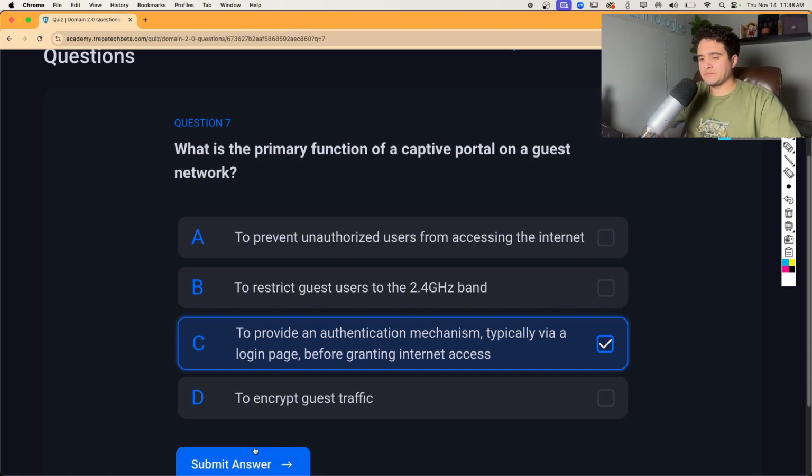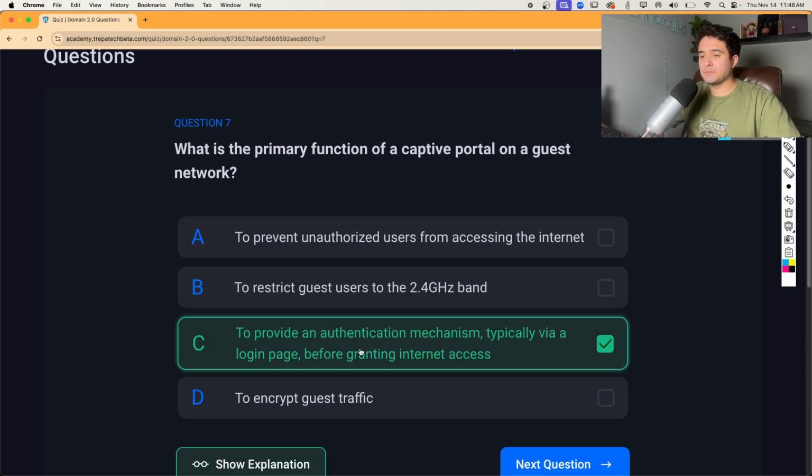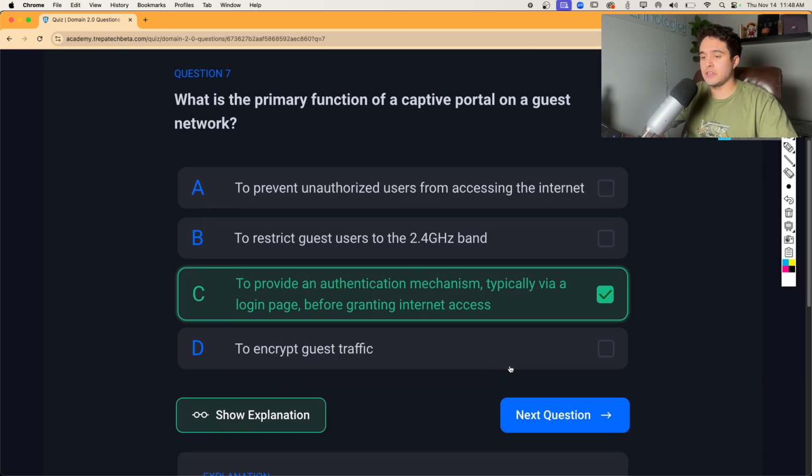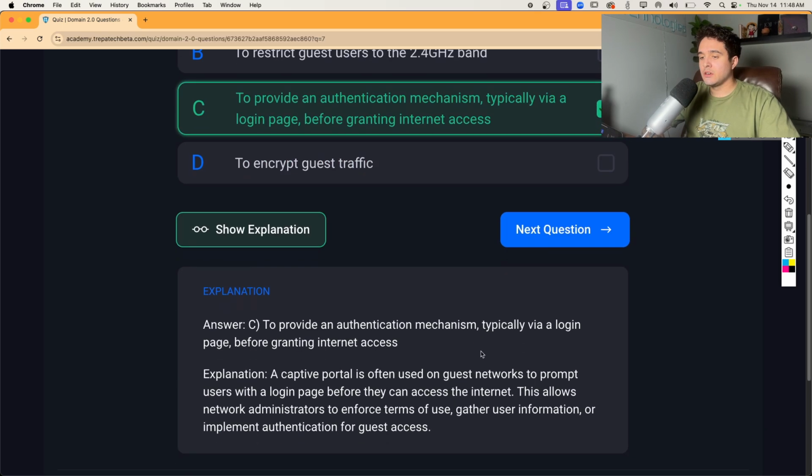C is more accurate. A is accurate too, but it says primary function. That's exactly what a captive portal does. Authentication mechanism, typically via a login page, right? Go ahead and pause the video if you'd like to read the explanation.